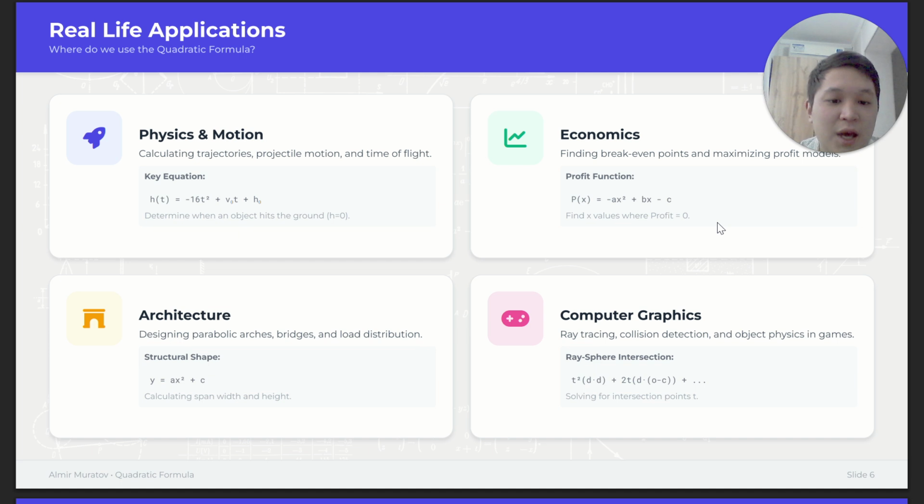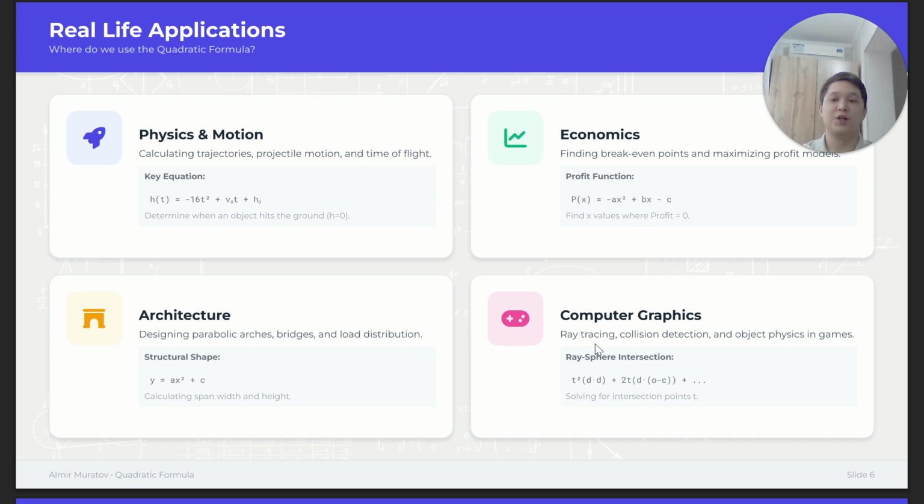It also can be used in computer graphics. It's even used in ray tracing, collision detection, and object physics in video games by solving intersections, like a ray-sphere intersection: t²(d·d) + 2t(d·o) - c, and so on.